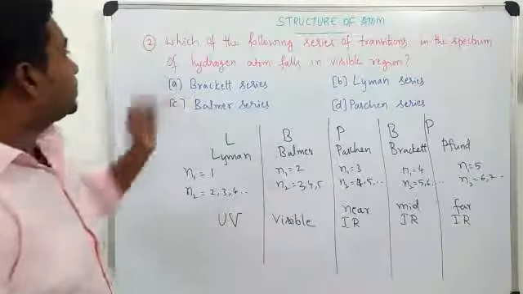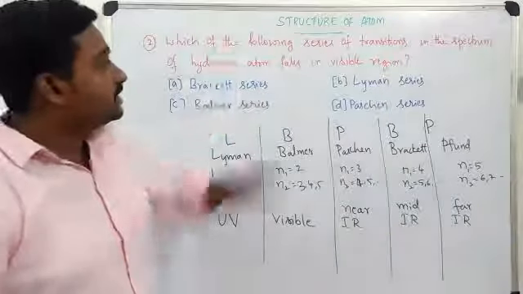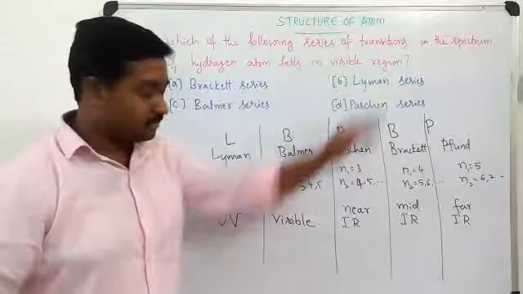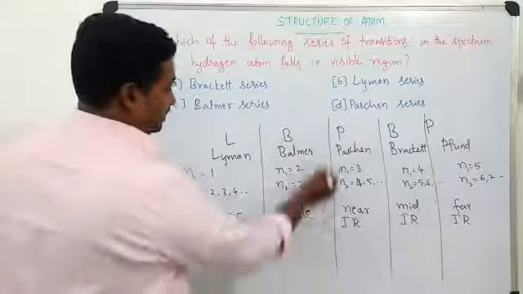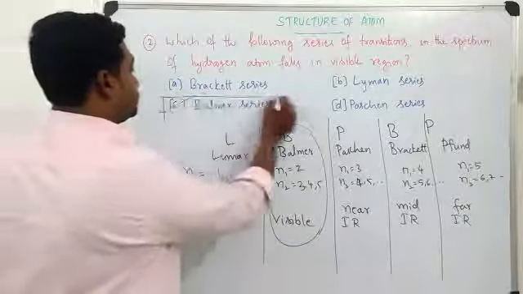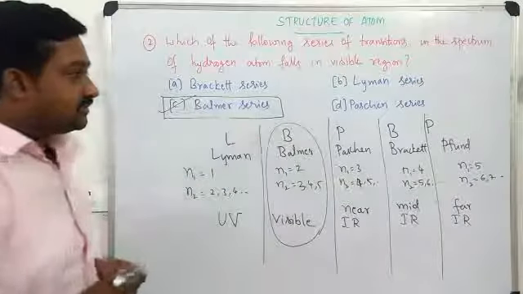Alright. Now the question is, which of the following series in the spectrum falls in the visible region? So the answer is, in the visible region we can see the Balmer series. This is option C, Balmer series.